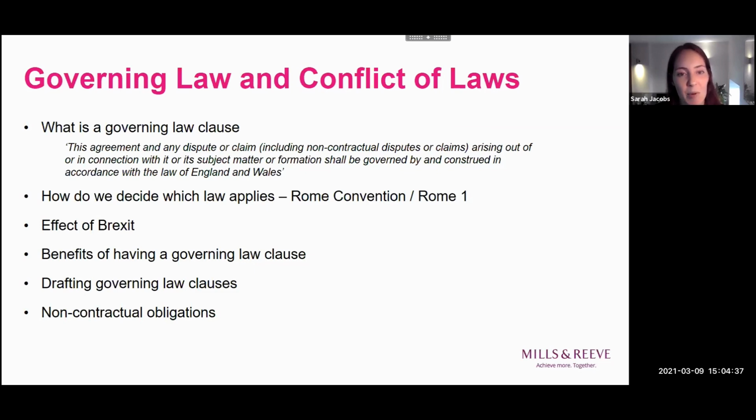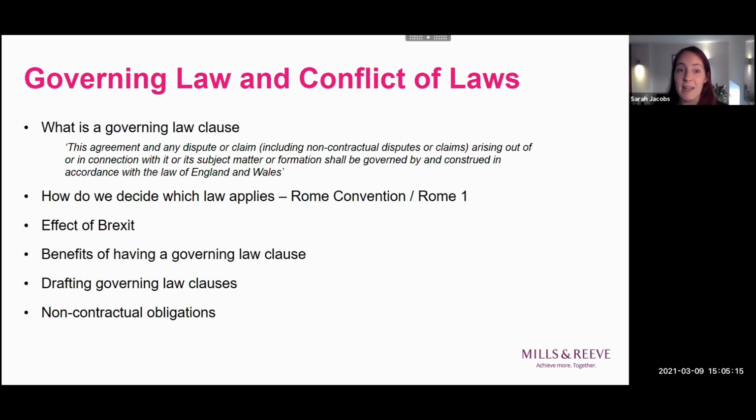There is an example of one on the screen there, and I'll just quickly read through it. It says, this agreement and any dispute or claim, including non-contractual disputes or claims arising out of or in connection with it, or its subject matter or formation, shall be governed by and construed in accordance with the law of England and Wales. So basically that's a clause in the contract that says the parties agree any disputes, any arguments between us, will be governed by the law of England and Wales.